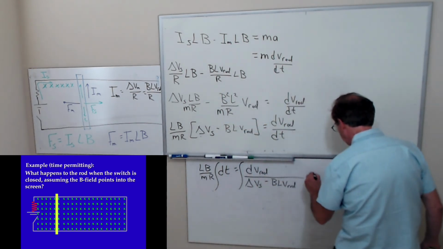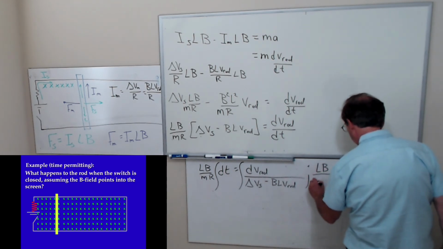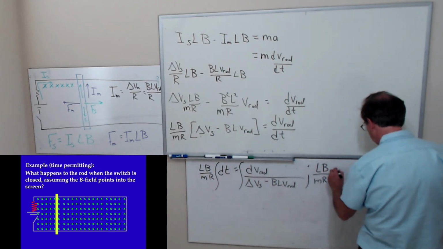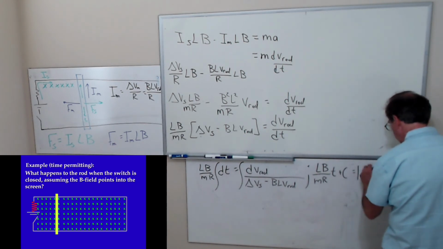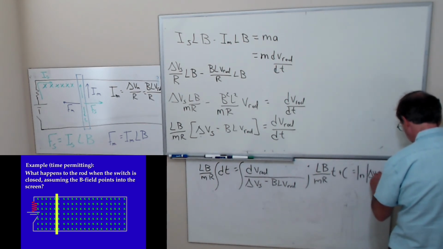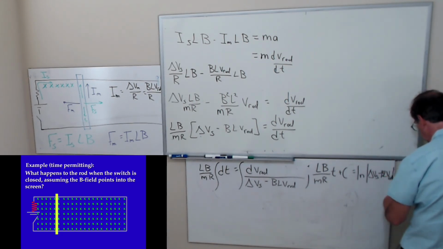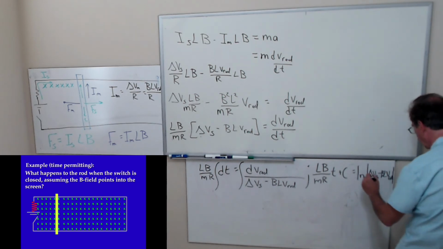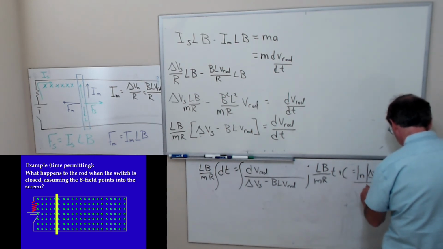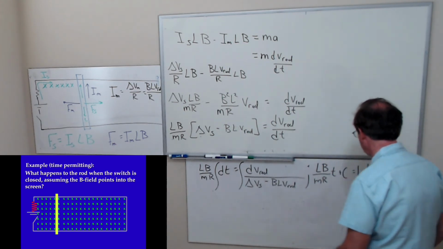So what do I get when I integrate both sides? I'm going to get L, B, over M, times R, times T, plus a constant, equals the natural log of delta V sub S minus B, L, V rod. Sorry, I'm running out of space. Oh, and then I forgot, I get a 1 over the L here. Let me multiply both sides by B times L.